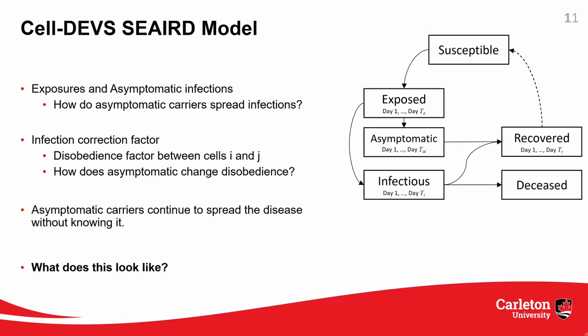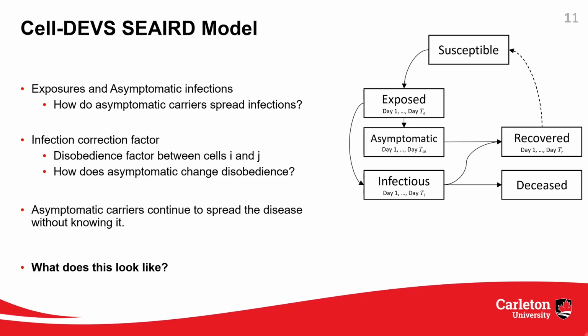Now, how we took asymptomatic populations into account here was we assumed the asymptomatic population would spread it a bit more carefree. So they are ignoring the infection correction factor and they are moving around as if they are fully disobedient. Now, this is because the asymptomatic carriers don't know they have it, so they aren't going to be as worried about wearing a mask. When they're outside, they may not bother wearing a mask. They don't have COVID. They don't think they have COVID, at least. So why would they change their daily life? So in this approach, asymptomatic carriers continue to spread the disease without knowing it at a higher rate.